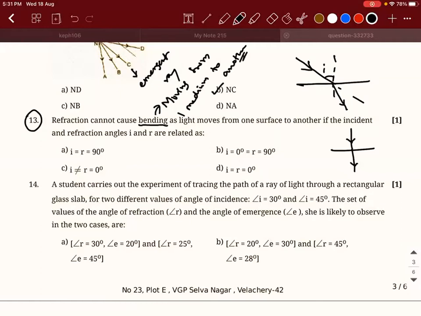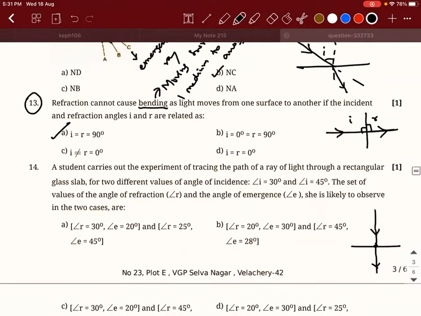Okay. So if the angle of incidence is equal to 90, then the angle of refraction will also be equal to 90. Means the angle of incidence is 90, the angle of refraction will also be 90, I and R. This is a situation where bending will not take place. Whereas when I is equal to 0, it is hitting the surface perpendicular, it will bend into the other medium. Bend in the sense, travel into the other medium. But if I have to take the literal meaning of bending, it is not bending.